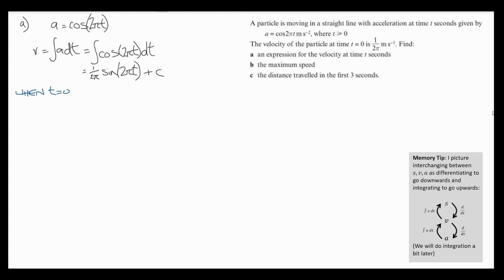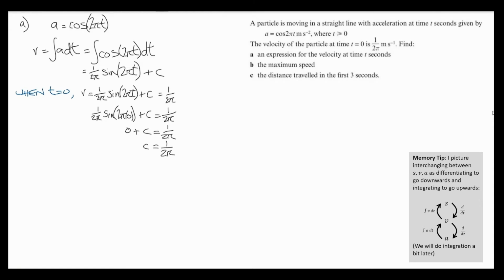We were told that when time equals 0, our velocity was 1/(2π). So that condition should help us to find out this unknown constant of integration. Let me just set this up. I'm going to substitute t equals 0. That gives me 1/(2π) sin(2π × 0), so that's all going to be 0, plus c equals 1/(2π). Sine of 0, I already know, is going to be 0. So this whole left-hand term is 0, which means c must be 1/(2π).